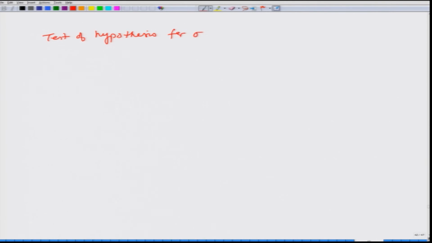for sigma square, and we would like here to test the null hypothesis sigma square is equal to sigma naught square, where sigma naught square is some known value and it is specified. And the alternative hypothesis in this case is going to be sigma square is not equal to sigma naught square.